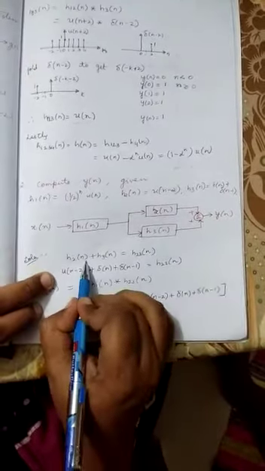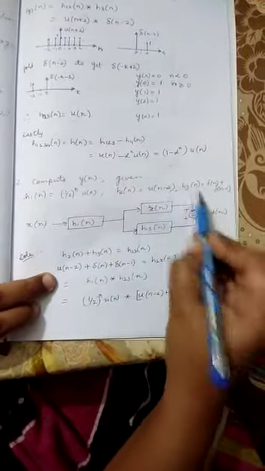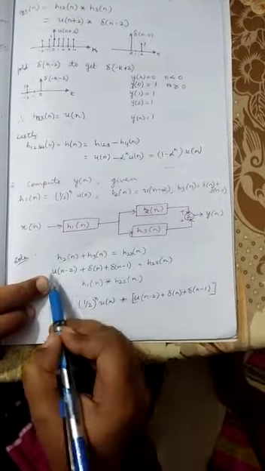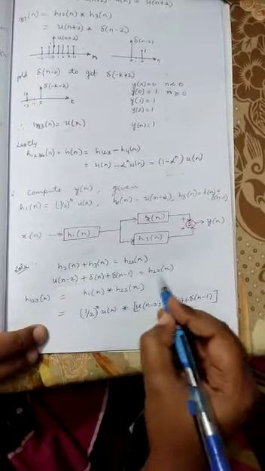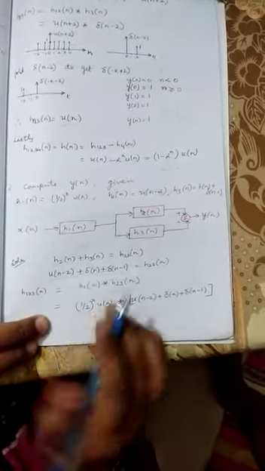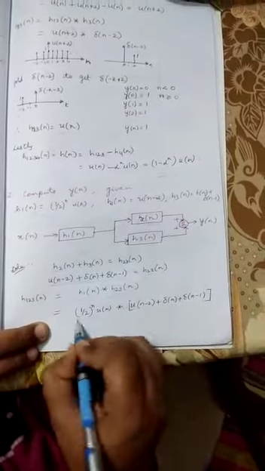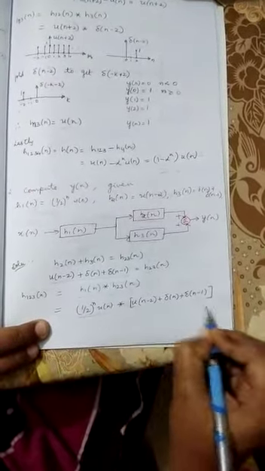So here directly we are simplifying. What is h2 of n given? u of n minus 2. What is h3 of n given? del of n plus del of n minus 1. So if you add all these things, this is h23 of n. So what is your h1 of n? Half to the power of n u of n. So half to the power of n u of n, convolved with this whole thing.